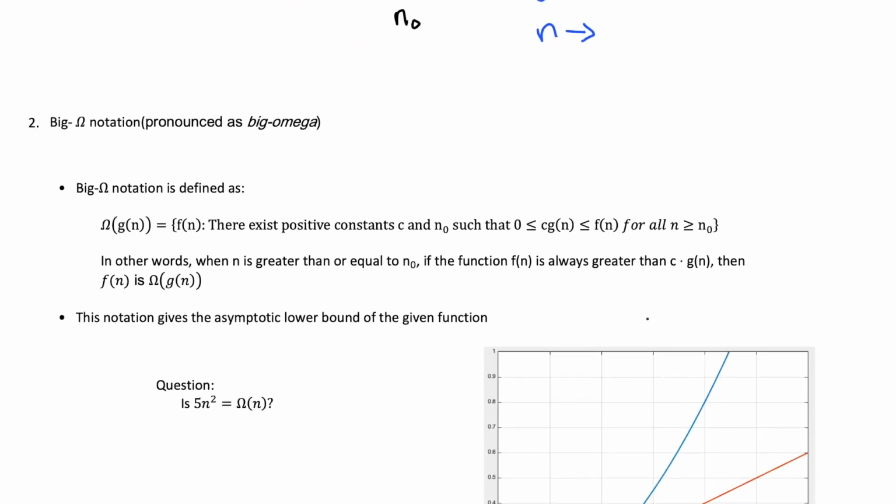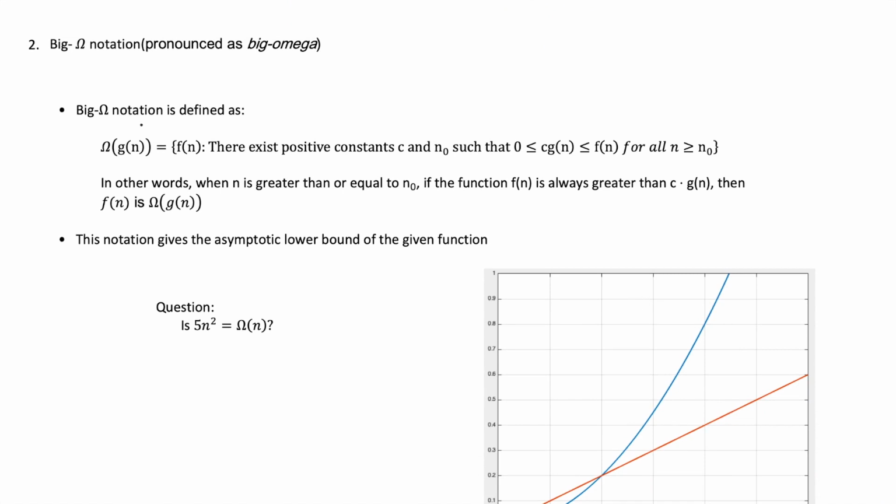Now let's turn our attention to big omega notation. Big omega is defined as follows: a function can be written as big omega of g of n if there is a function f of n such that there exist positive constants c and n0 such that 0 is less than or equal to c into g of n, which is less than or equal to f of n, for all n greater than or equal to n0. In other words, where n is greater than or equal to n0, if the function f of n is always greater than c into g of n, then f of n is big omega of g of n.